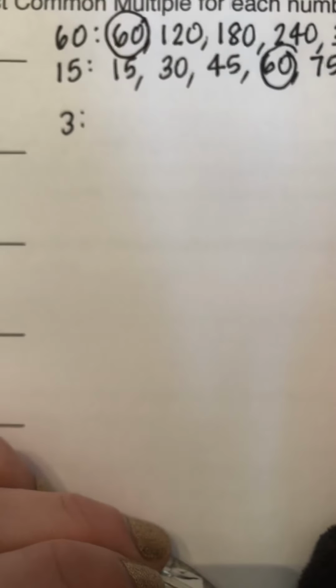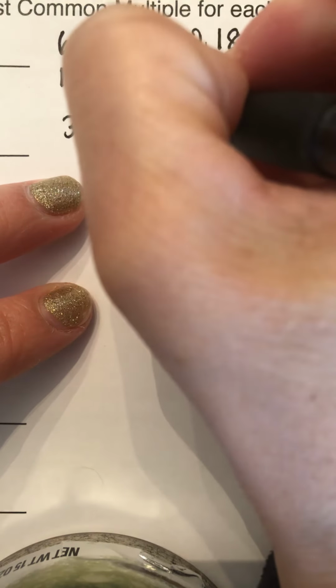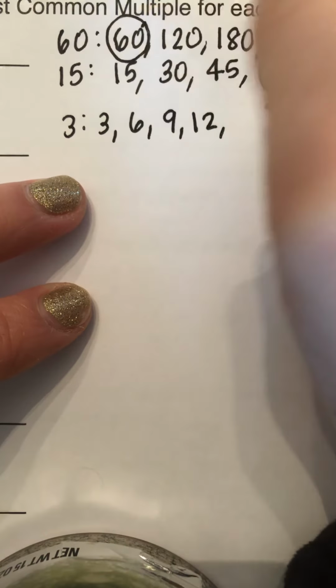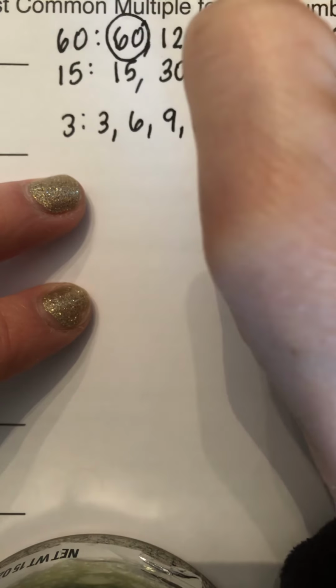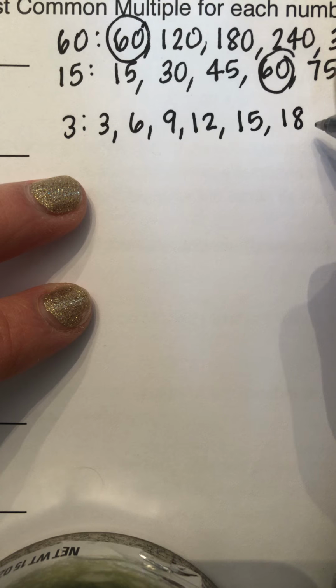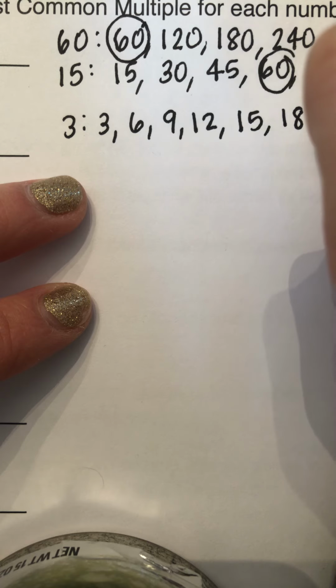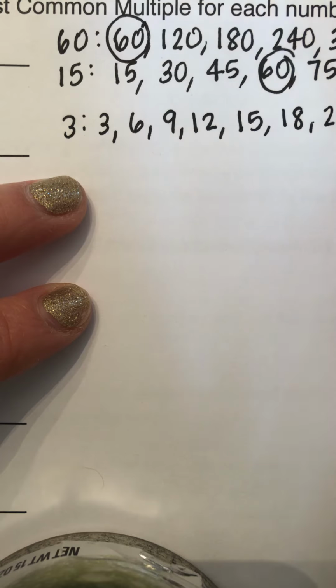All right, let's do 3 and 12. We'll start with 3. And 3 times 1 is 3, 3 times 2 is 6, 3 times 3 is 9, 3 times 4 is 12, 3 times 5, 15, 3 times 6 is 18. And I might go a little farther. 3 times 7 is 21, 3 times 8, 24, 3 times 9, 27, and 3 times 10 is 30.